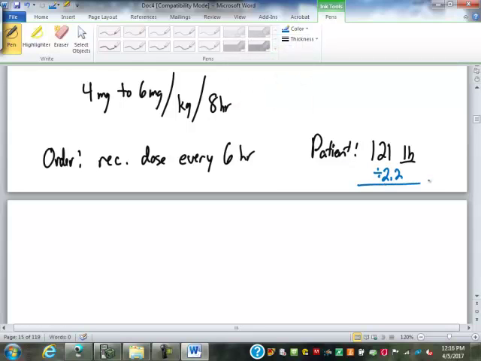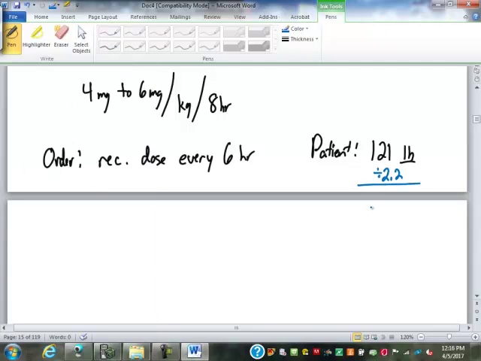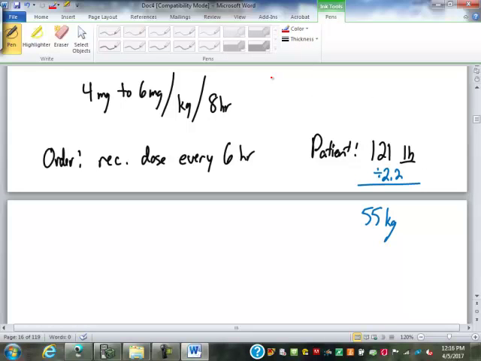We divide by 2.2, which is going to give us, I believe it should be 55, and yes it is, 55 kilograms. So that's where we're going to start. So now we're going to get a range here. We're going to get a minimum and a maximum. So let's start out with one of the two numbers. I'm just going to pick the 4 milligrams per kilogram. We're going to start with the minimum.